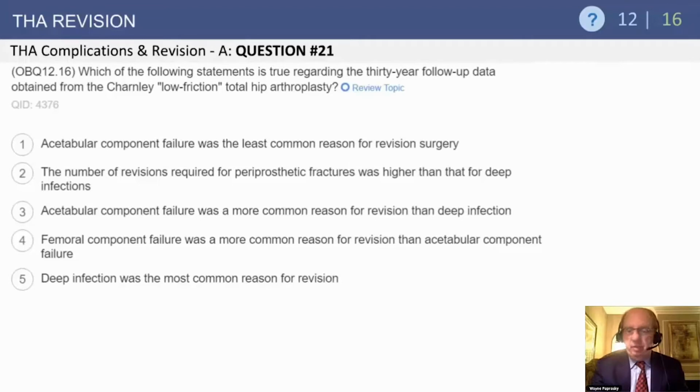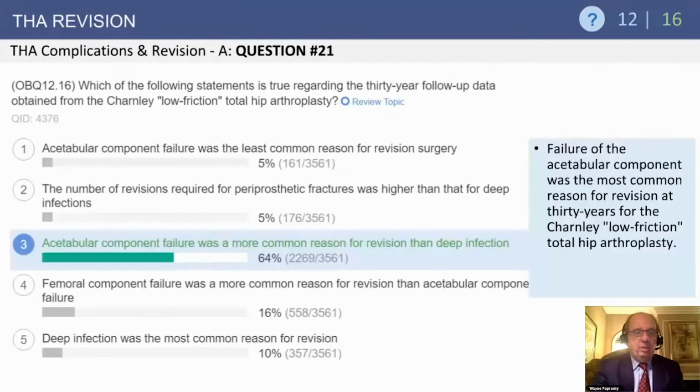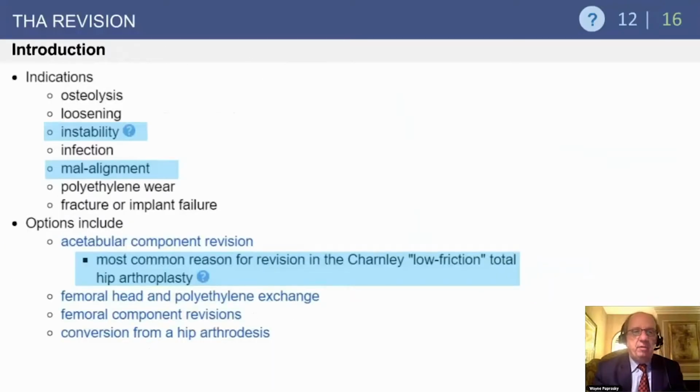So what we have to look at is this was a cemented Charnley, and the acetabulum is the most common reason for failure in cemented implants. Cemented acetabular components were the weak link in the system in all of these old cemented cases. The other answers are not even close.